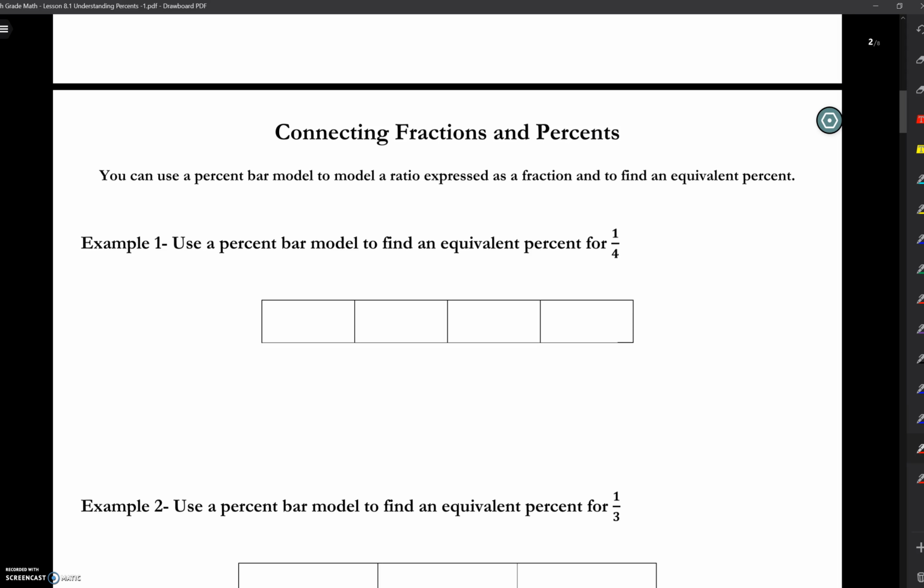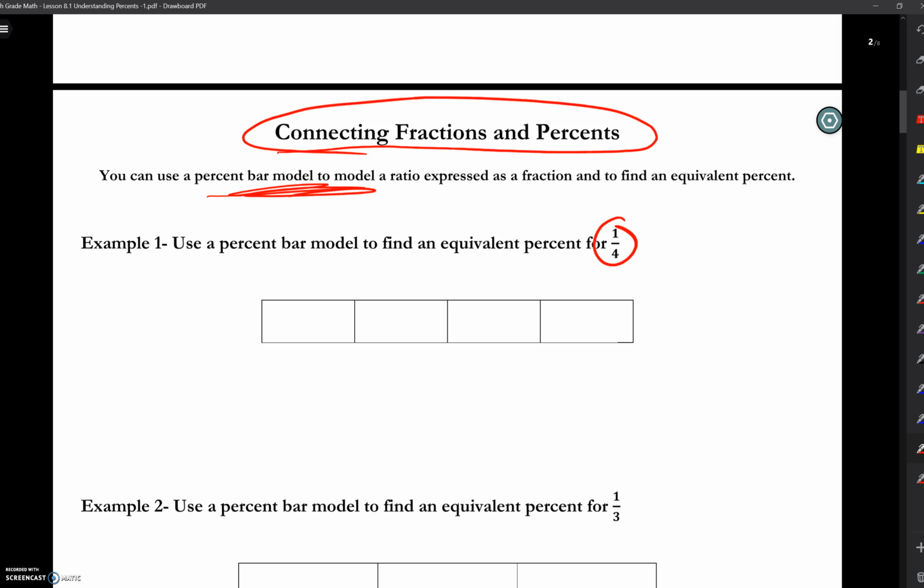Okay, now we're going to use connecting fractions and percents. So we can use a bar model to express a fraction. And so we have the fraction 1/4. I'm going to put my numbers and fractions on top, and I'm going to put my percents on the bottom. So I'm going to start with 0%, and go all the way to 100%. And then on the top, I'm going to start with 0, whole number, and go all the way to 1. And so it's saying 1/4.